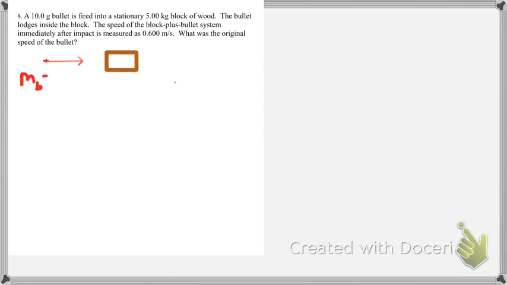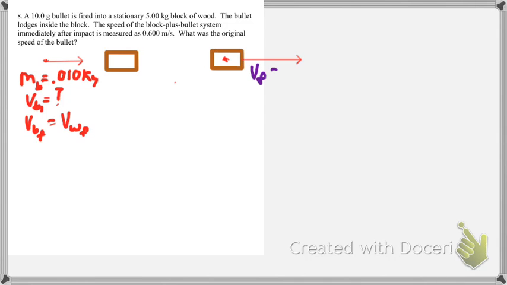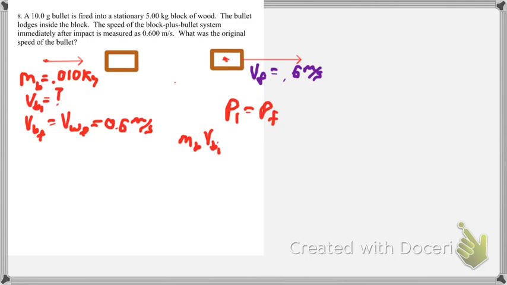So, we have a bullet striking a block, and afterwards they go off together at 0.6 meters per second. So V final of both of them is 0.6 meters per second, which is very important for this problem. We're going to look at this a little differently. We're trying to find the initial velocity of the bullet, so we're going to do the same exact type of equation we've done before: P initial equals P final.